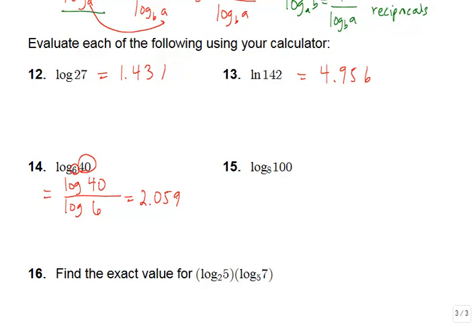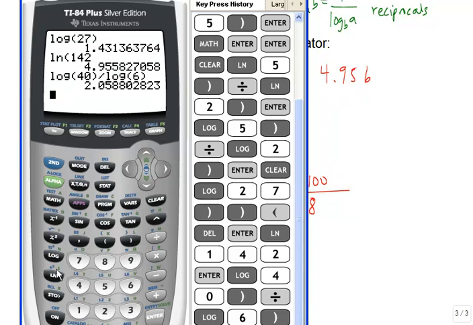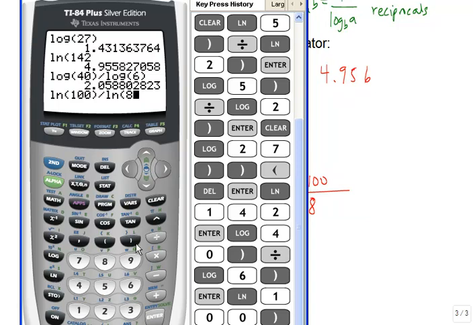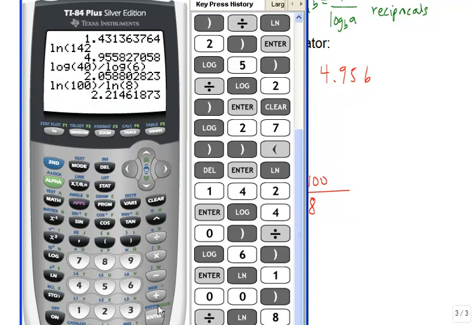For this one, let's change them to ln's this time. So I get to choose my base. I'm going to choose them to be both ln's. This argument goes on the top, and this original base goes on the bottom. So I need ln of 100 divided by ln of 8. And I get 2.215.